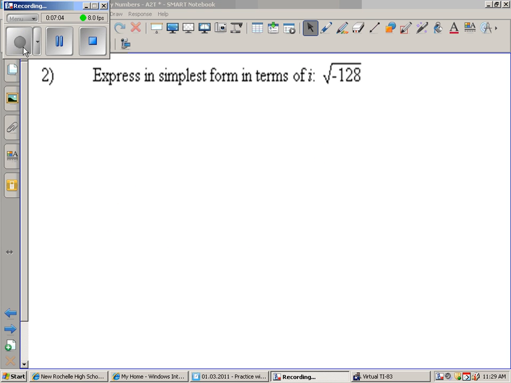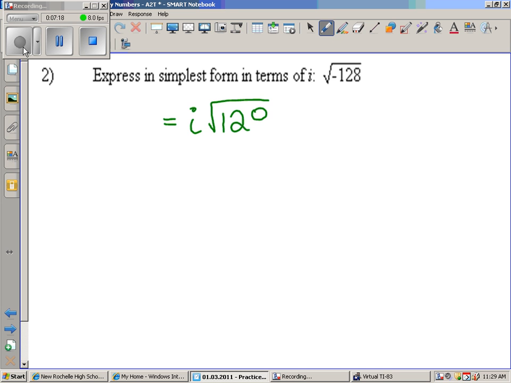Guys, number 2. Guys, what do we do? There's a negative underneath the radical. What do you do? Pull it out. Yeah, that's worth 1 point. This is a 2-point question. That's worth 1 point. And then we got to break down square root 128.